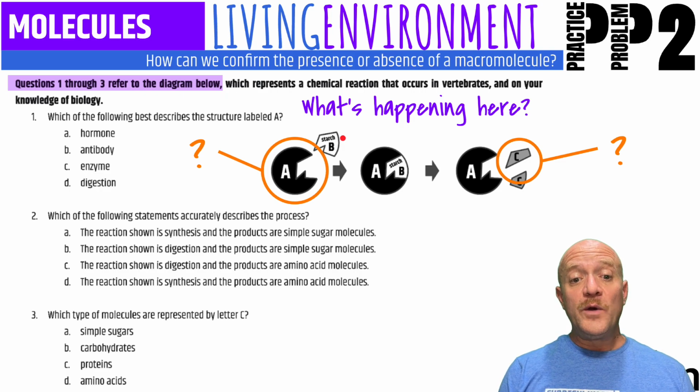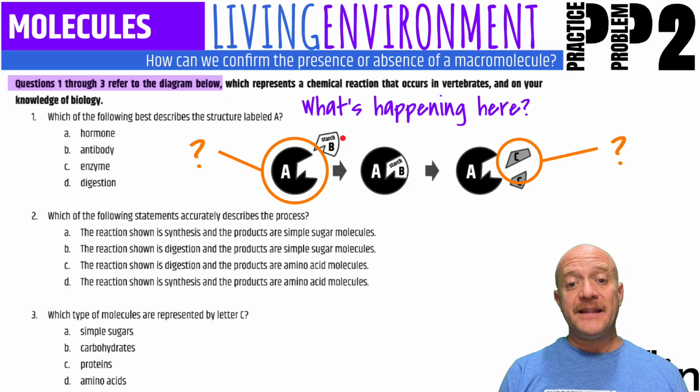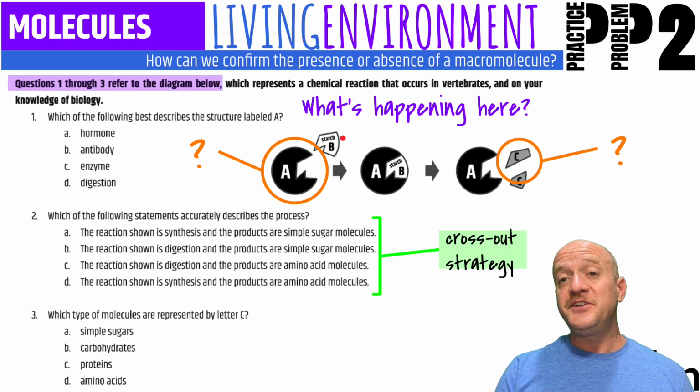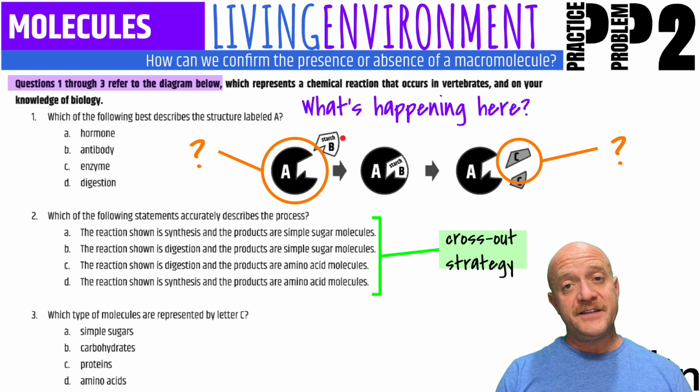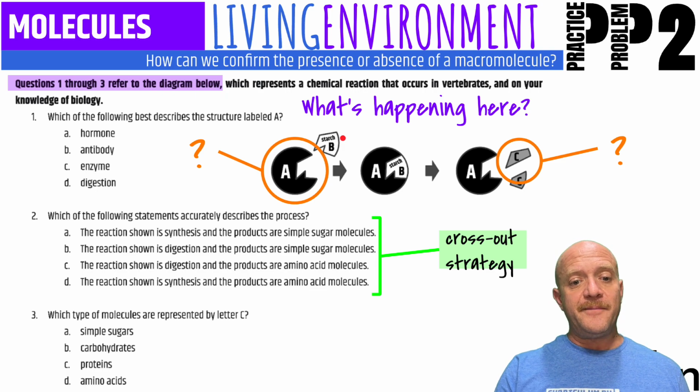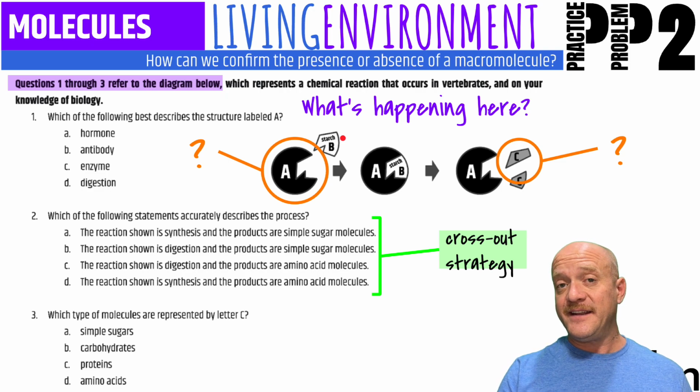Question 2. Which of the following statements accurately describes the process? For this question, you should use the crossout strategy and eliminate options based on words or phrases that make the answer incorrect. Question 3. Which type of molecules are represented by letter C? Well, you've already annotated letter C, so you know the answer.